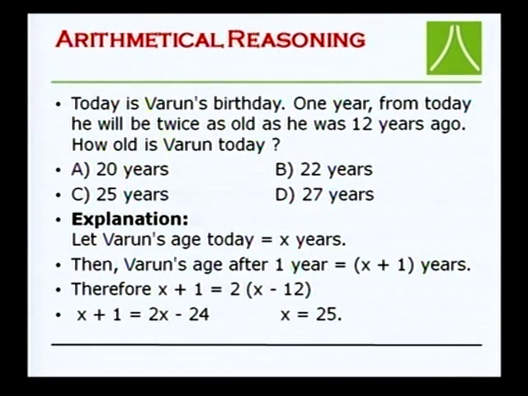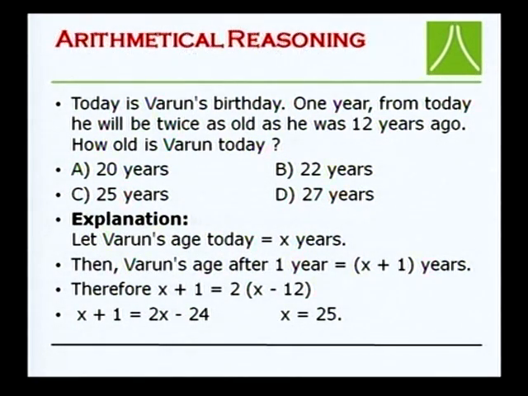Do you understand this? The most important thing here is that this verbal problem is converted into a mathematical sentence as a first degree linear equation. So, x plus 1 is equal to 2 times x minus 12. When you simplify it, x plus 1 equals 2x minus 24. Send x to one side and 24 to the other side: 2x minus x, which is x, equals 1 plus 24, which is 25. So, x equals 25, which means today Varun's age is 25 years.